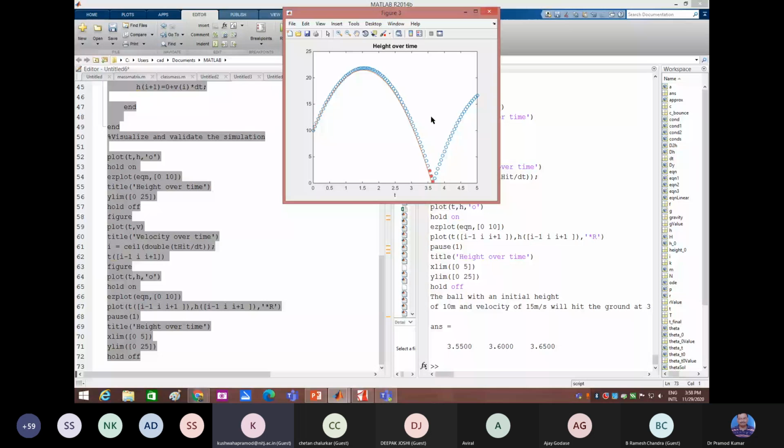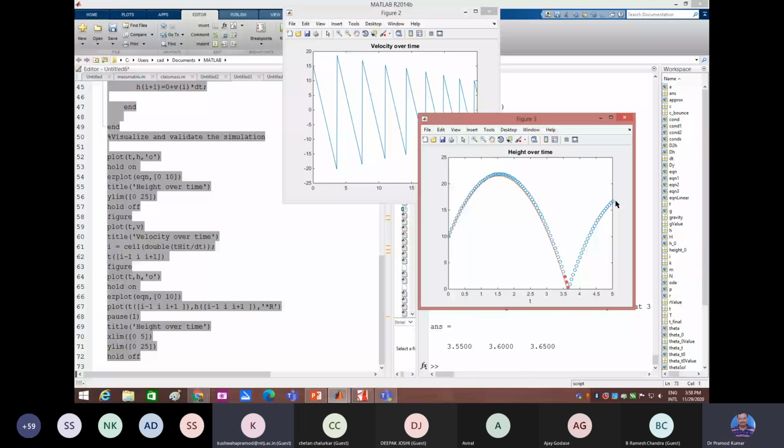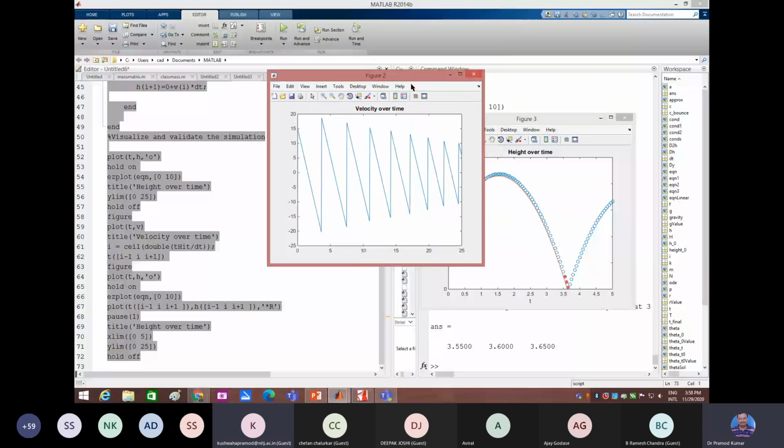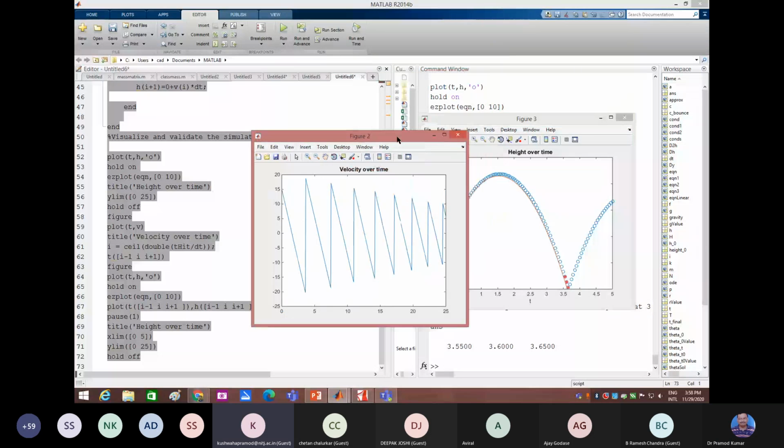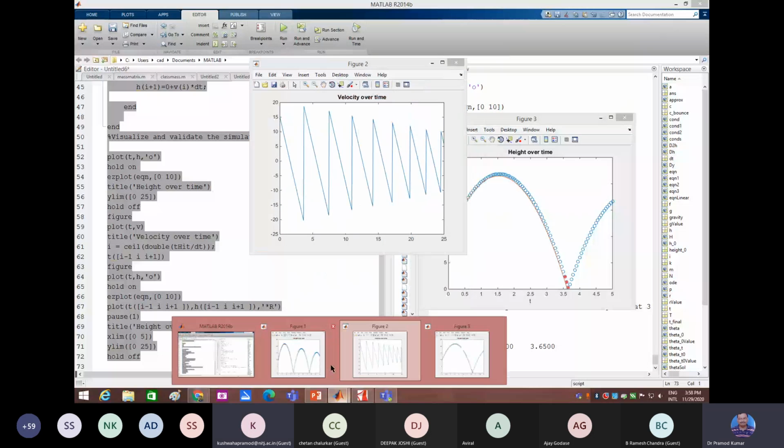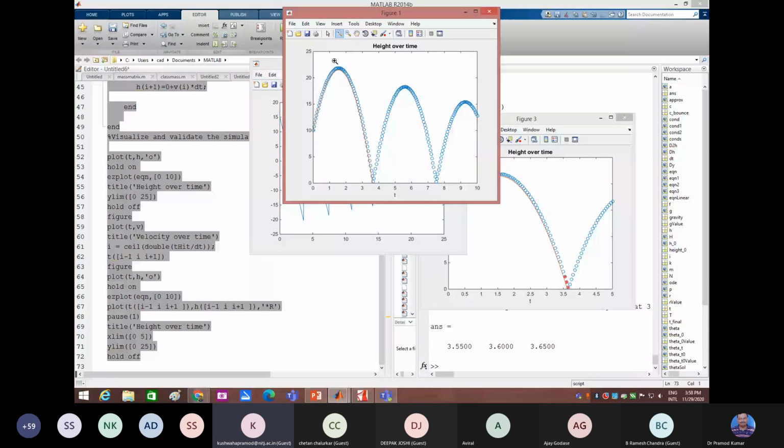I hope it will be visible. These are the different plots. The ball is going down and then up and then this way. One more graph will be there, I hope. This thing. The ball is going up and then down, again up and down like this. It will keep on bouncing until it goes to zero. This type of simulation we can obtain.